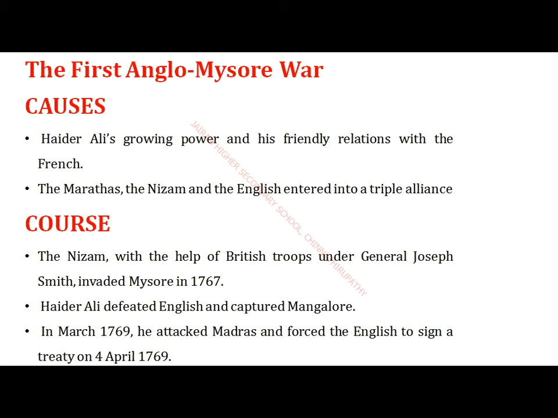See here, the Nizam, with the help of troops under General Joseph Smith, invaded Mysore in which year? In the year 1767. Haider Ali defeated the English and captured Mangalore once again. In March 1769, he attacked Madras and forced the English to sign a treaty on 4th April 1769. That treaty is called the Treaty of Madras. Regarding that, we are going to see in the next slide.